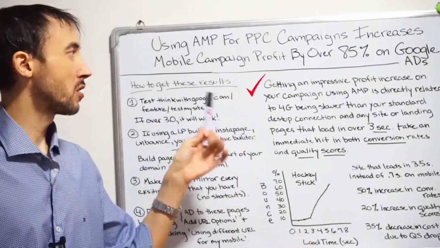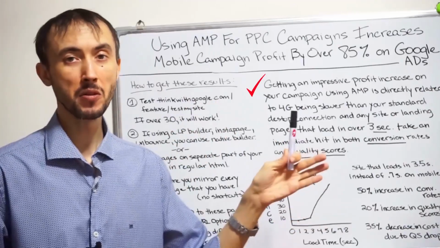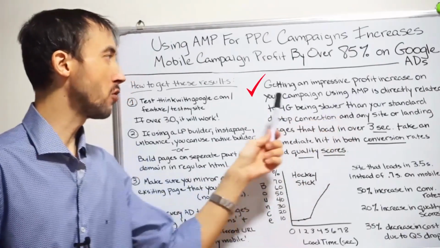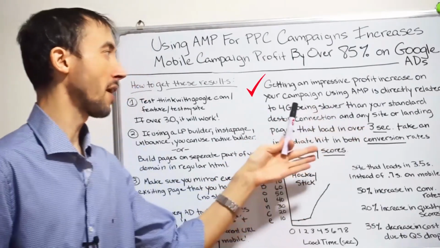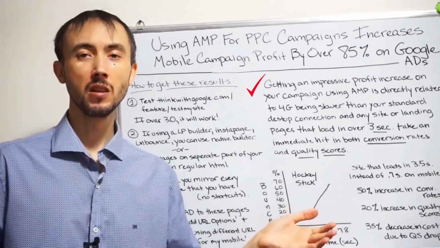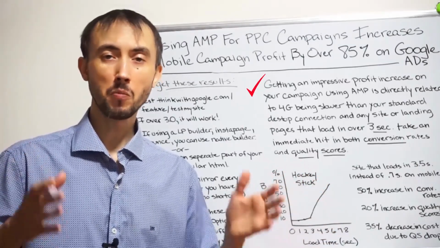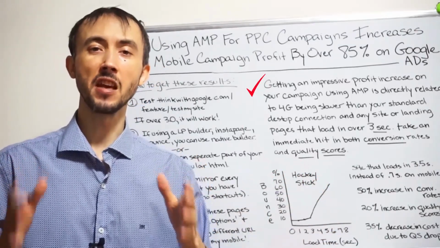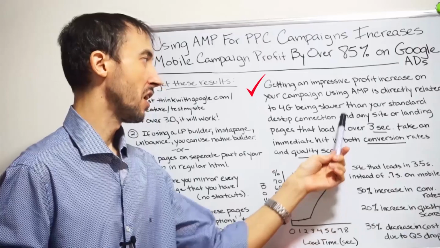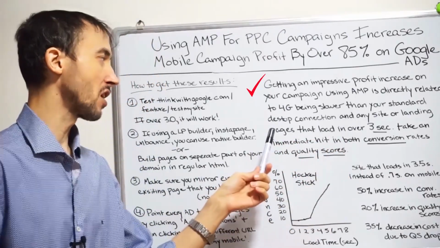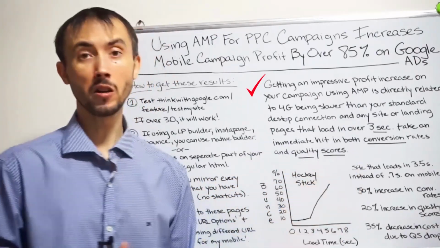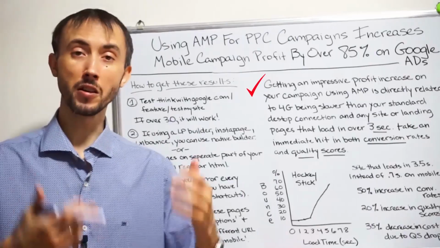So how do you increase your ads profitability on mobile by 85% on the Google Ads that you're running today? Getting an impressive profit increase on campaigns using AMP is directly related to 4G, or 3G, whatever network your prospects are using to access the internet via their mobile device. It's slower than your standard desktop connection, and any site or landing pages that you send traffic to on mobile will generally load longer than the 3 seconds that you want your web pages to typically load in.